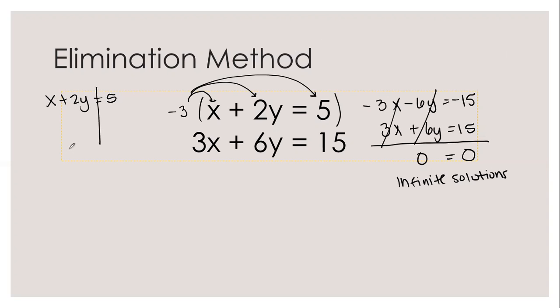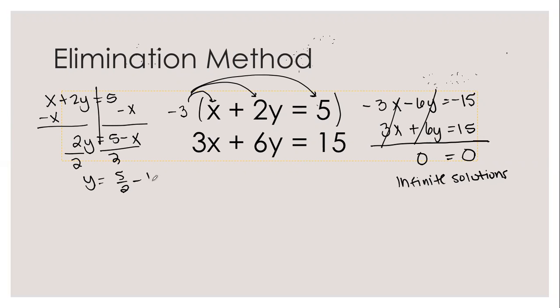So what would I do to make this a y equals equation? Isolate the y value, so minus x. That would give me 2y equals 5 minus x. And then divide by 2. That would give me y equals 5 over 2 minus 1/2 x. Or you can just put it like y equals 5 minus x all divided by 2, if you know how to. And then you would do the same thing with this one, 3x plus 6y equals 15.